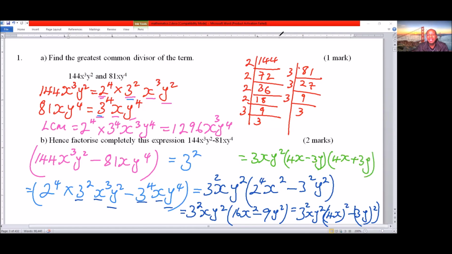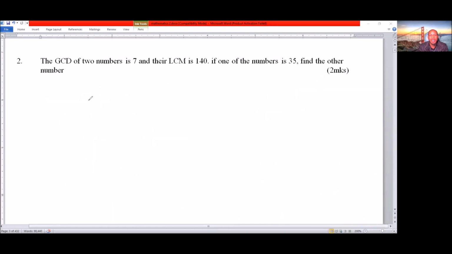So that is how you get the LCM of that, and with that you should get the full mark of that question. So that is one of the questions. This is where we apply the LCM. So let's have a look at another question. This is our question number 2, and we are told the GCD of 2 numbers is 7 and the LCM is 140. If one of the numbers is 35, find the other number.